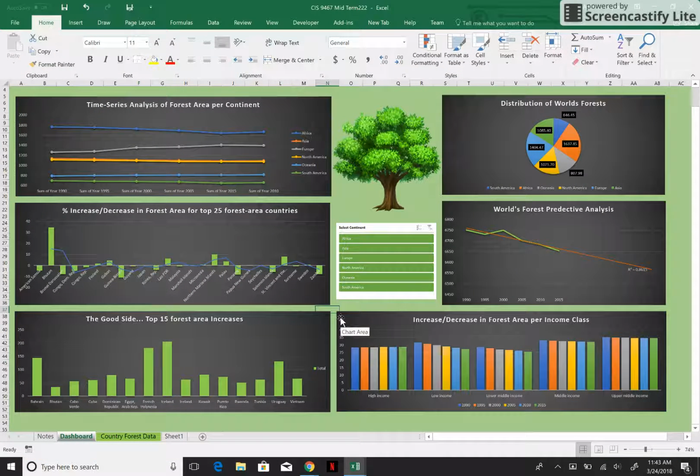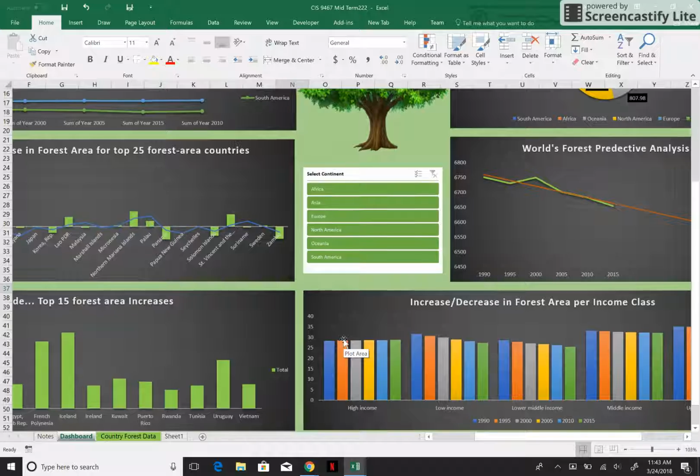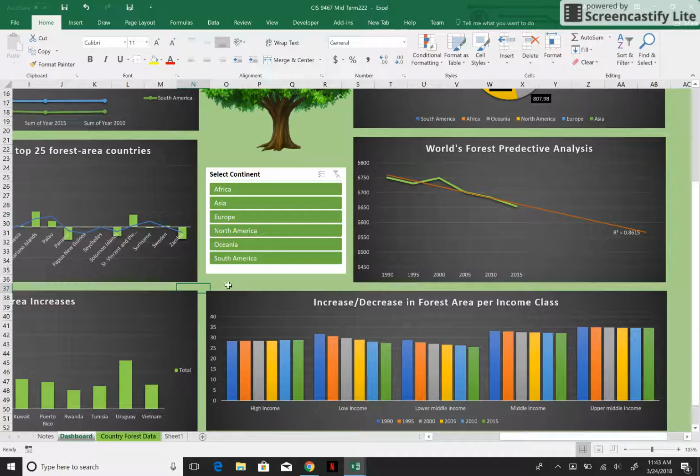Now, I wanted to move on to an economical analysis of deforestation as well, because I think that ties in very well with the country data we have. So I was able to find data on income classes and the area of deforestation or increases. And as you can see here, this kind of makes sense. Middle income and upper income and high income countries experienced either a constant or a slight gain in forest area, whereas low income countries experience significant decreases.